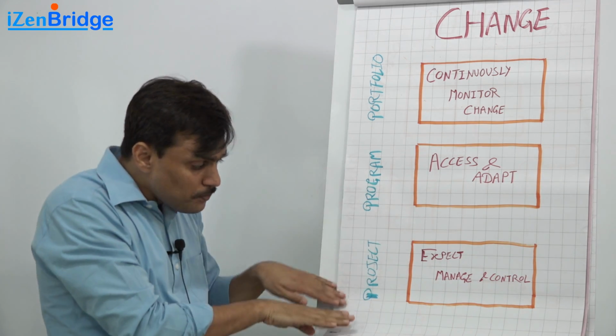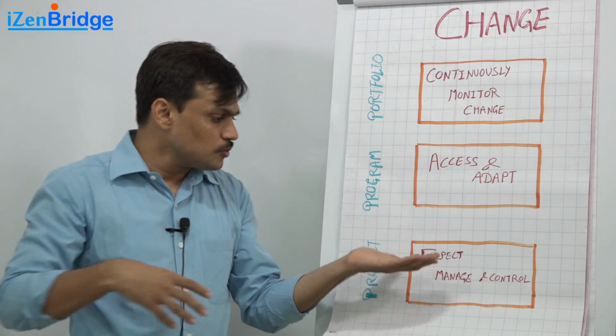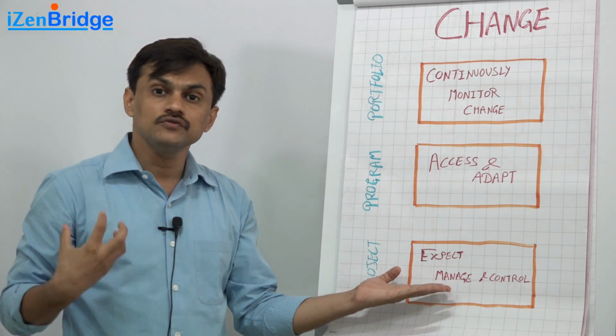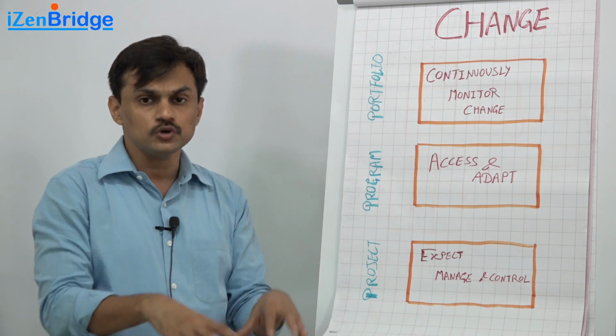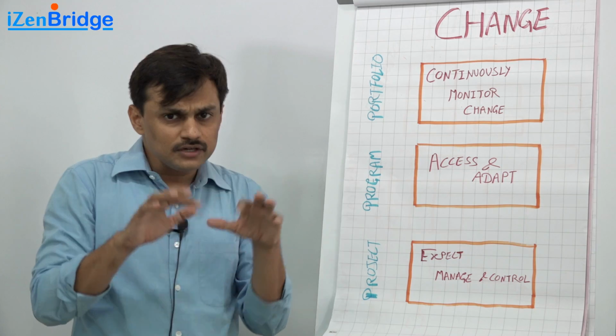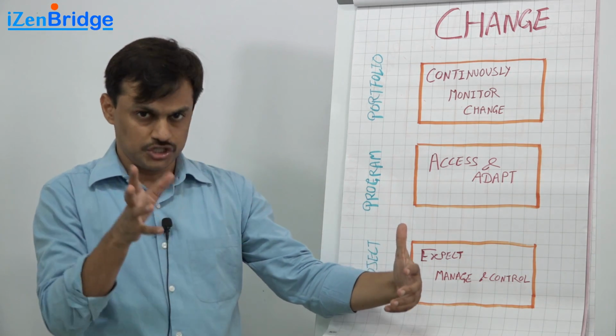And when we reach the project level, many times the project manager simply gets the change. So a project usually expects changes, and is also usually focused on managing and controlling unnecessary changes, because many times changes also come because of errors and omissions at the ground level. So at the project level, you are more focused on, this is what I have to do. If somebody says something to change, I will change.